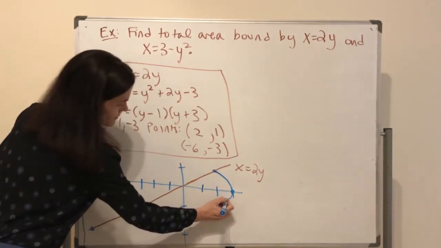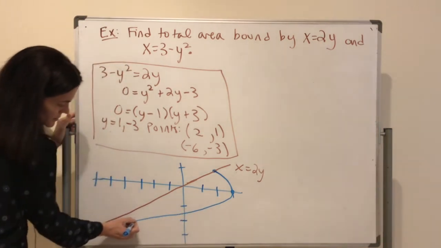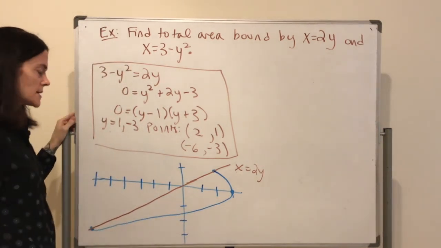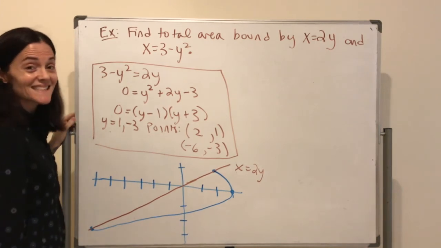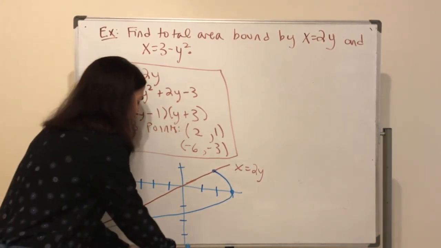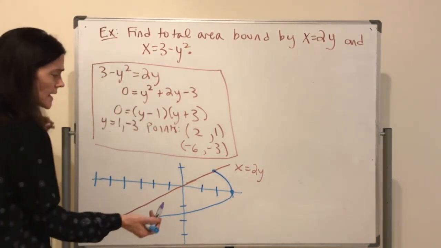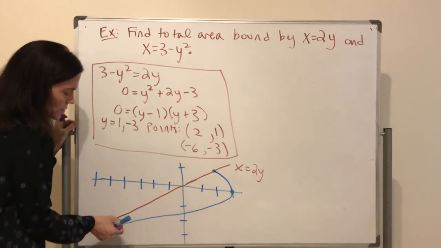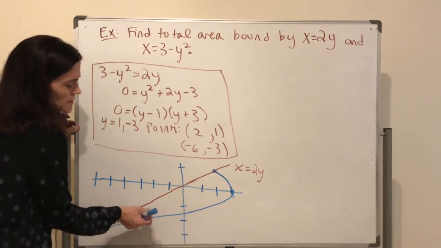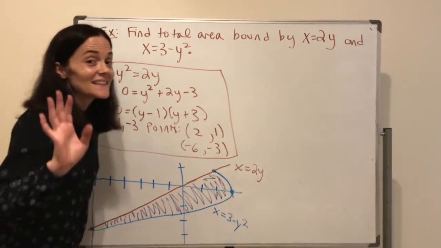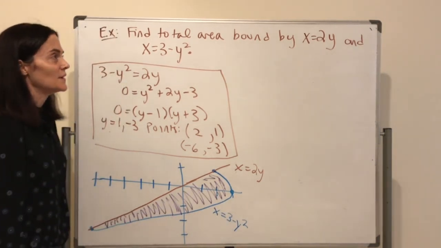And then connect here. This is a basic sketch. Okay, and then the area that we want, we see it. It's the area between the brown and the blue curve. It's all of this. This is the total area. Let's look at this graph, okay?